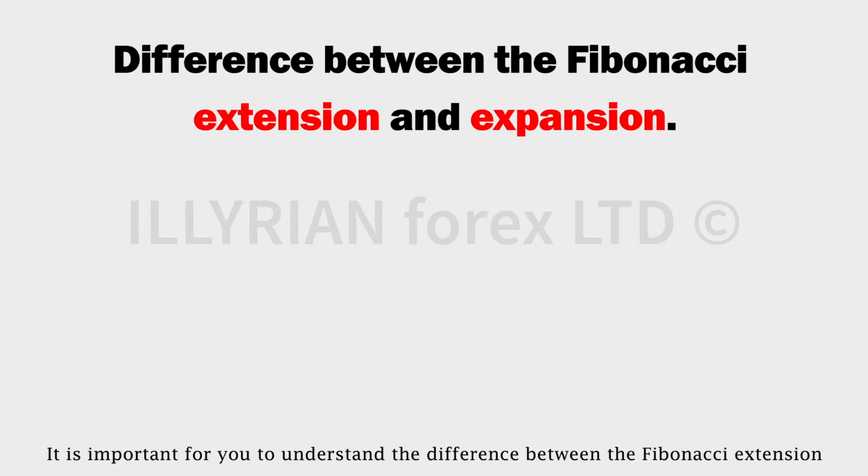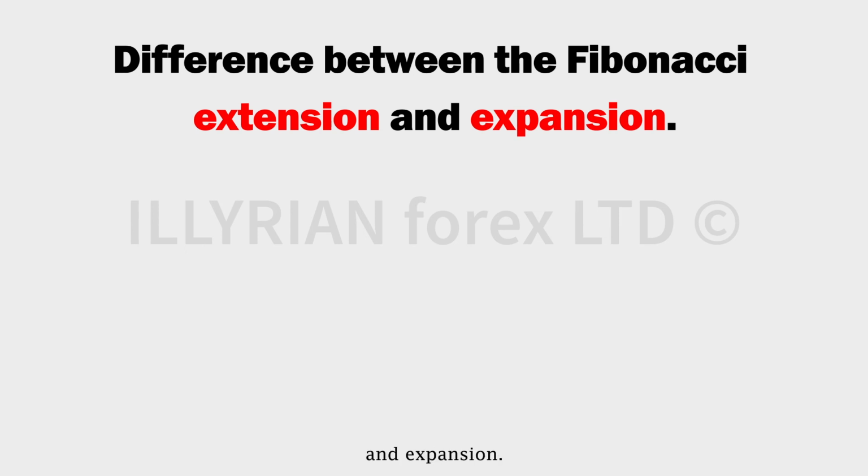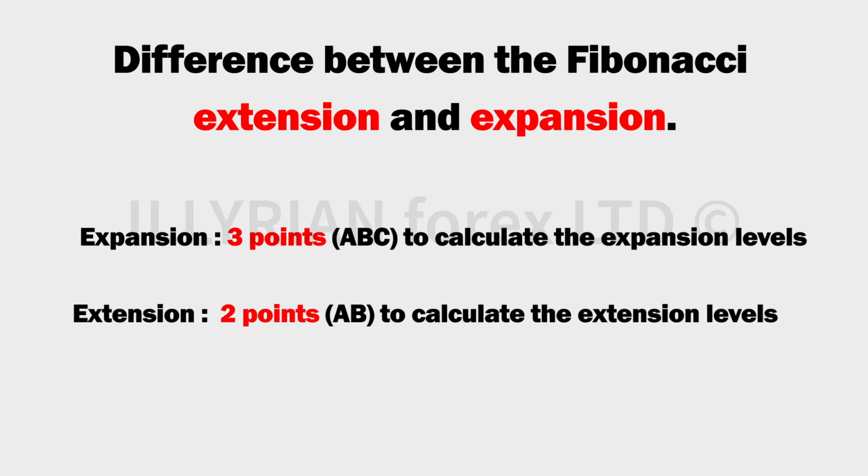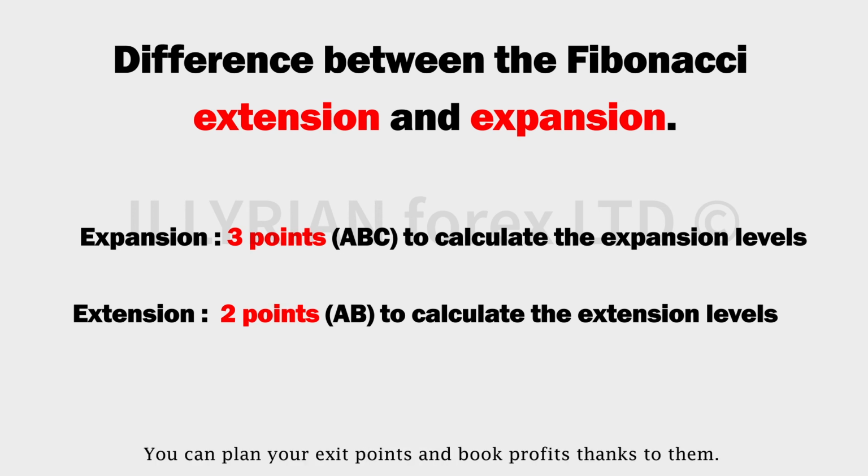It is important for you to understand the difference between the Fibonacci extension and expansion. Expansion consists of 3 points, A, B, C, to calculate the expansion levels. Extension consists of 2 points, A and B, to calculate the extension levels. Both tools are great. You can plan your exit points and book profits thanks to them. You can use Fibonacci expansion to define AB equals CD pattern and alternate 1.27 AB equals CD.